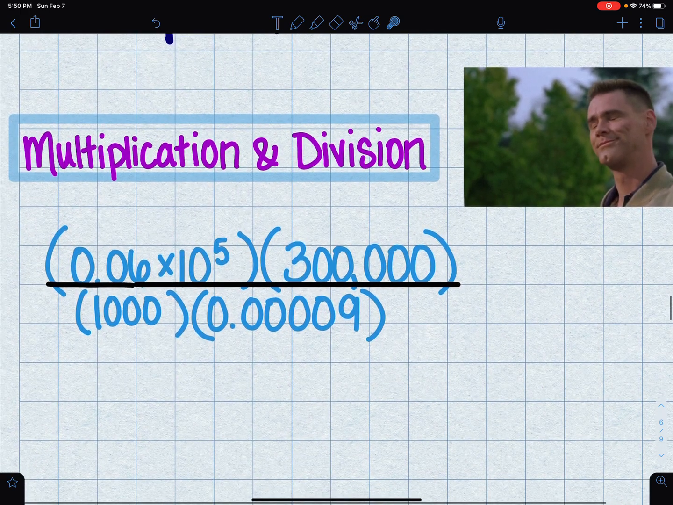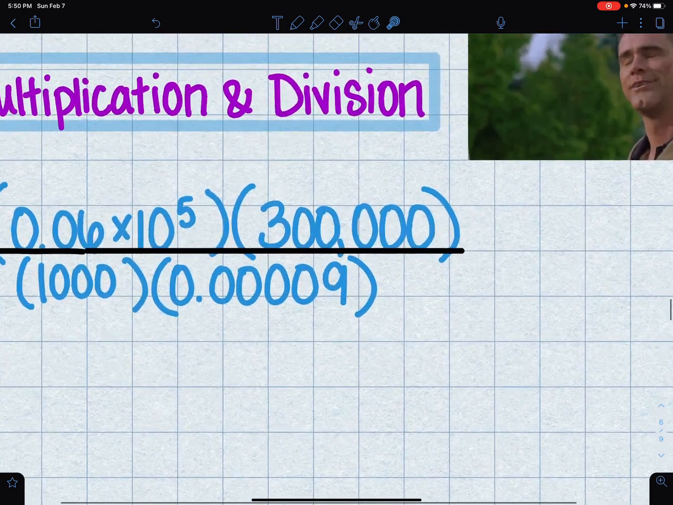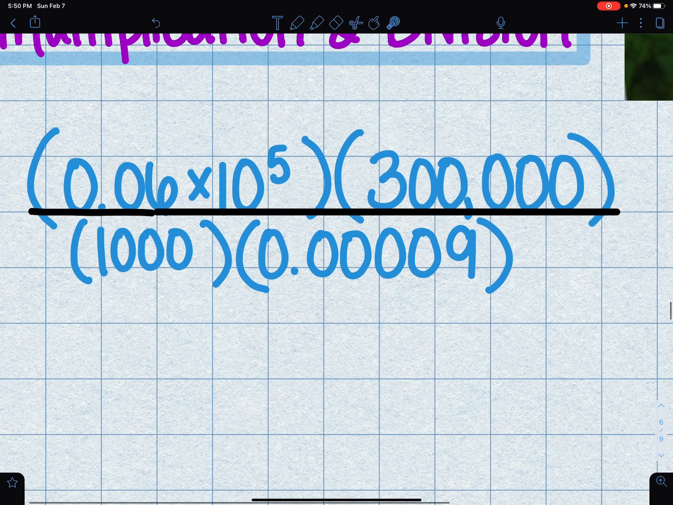Now what about both of them? Put them both together in one, and what do you get? You get a problem that looks like this. All right, easy peasy. What are we gonna do? First, let's put everything in scientific notation.